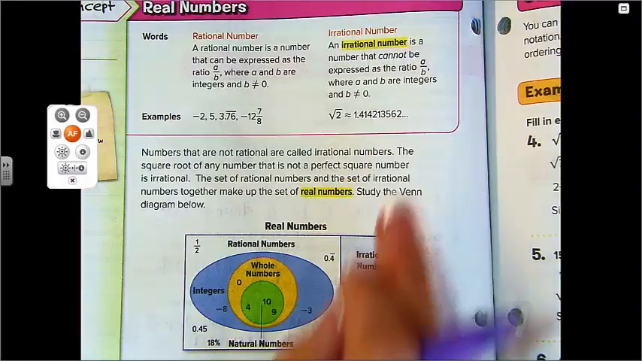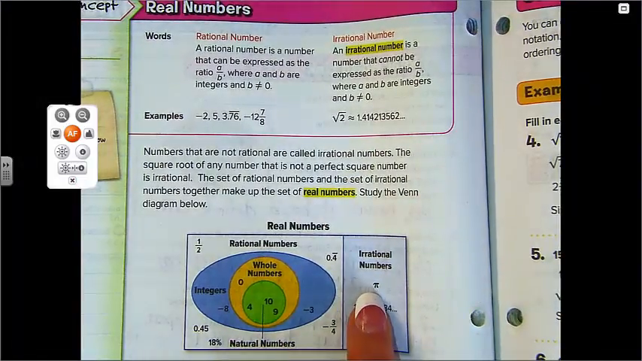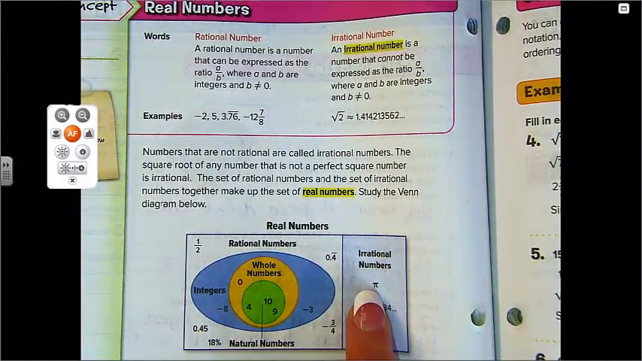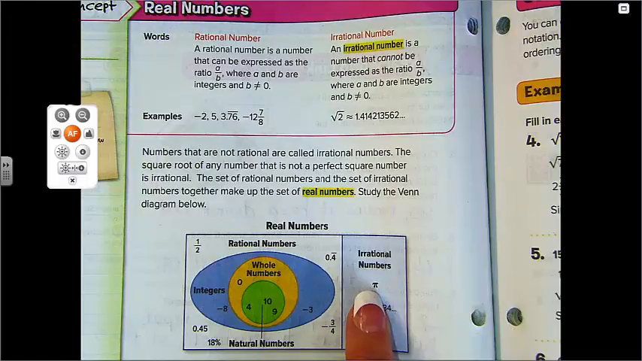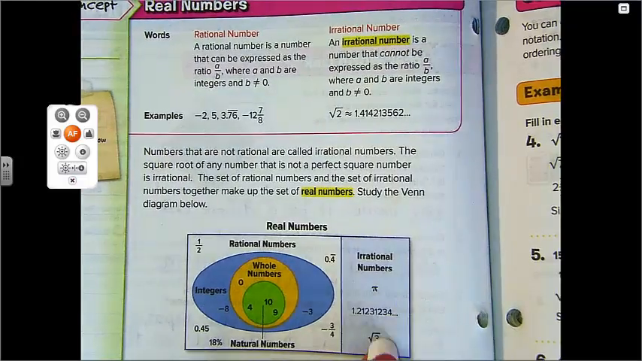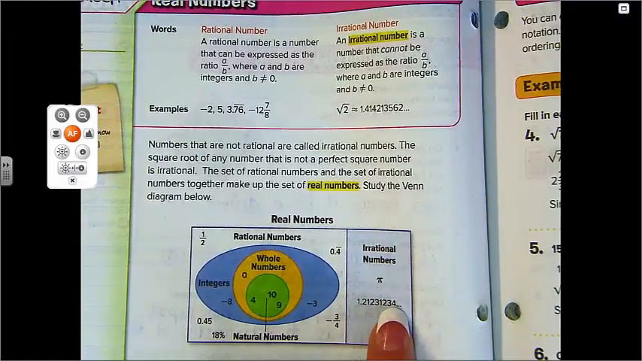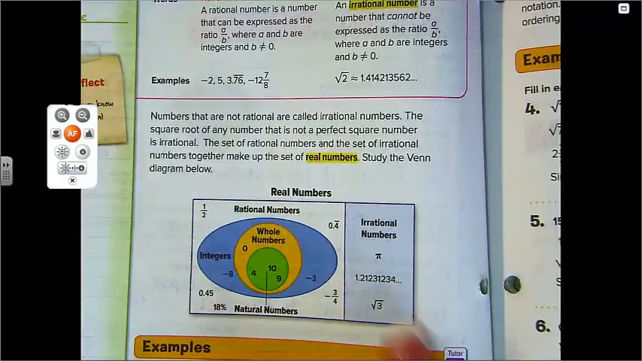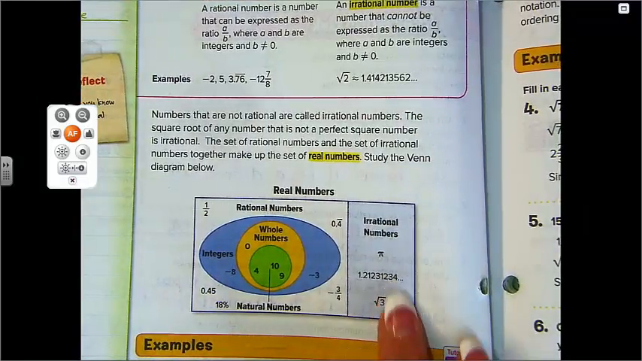For instance, pi, the symbol pi, right now it's been calculated to about 5,000 digits. So far it has not repeated, and it has not found the end of it. So therefore pi is an irrational number. This is an irrational number because it does not repeat and it does not end. That's what these 3 dots on the end mean, that it goes on forever.